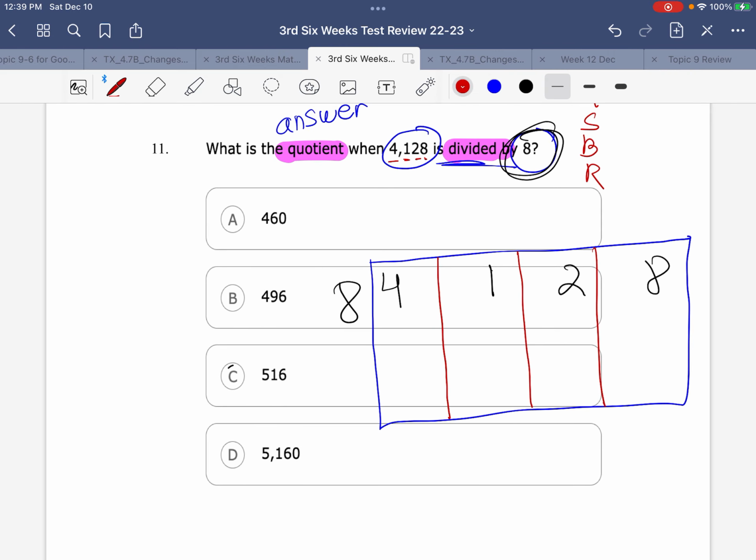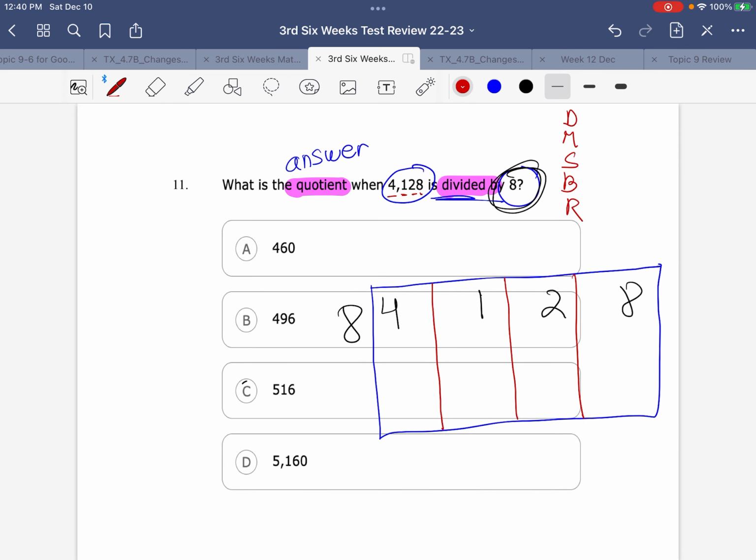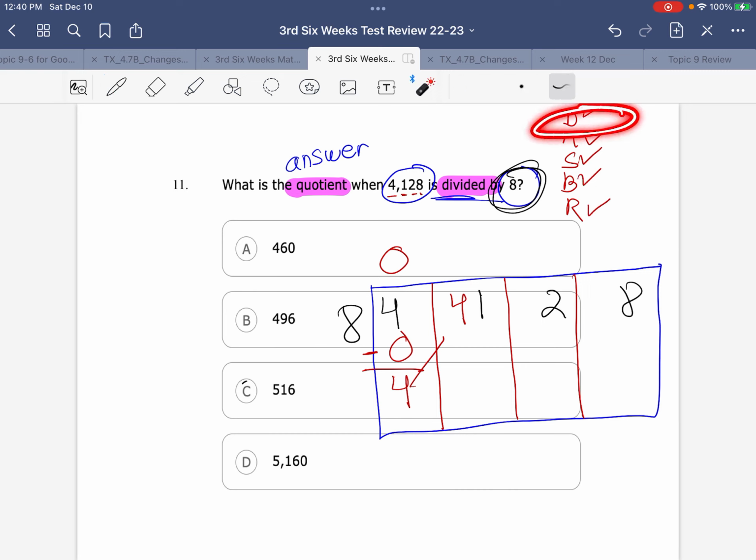So I need to see how many times 8 can go into 4. Well, we should know 8 cannot go into 4. So I put a 0. I divided. My next step is to multiply. 8 times 0 is 0. Now I subtract. 4 minus 0 is 4. I do brother bring up, and I do rover start over. So I go all the way back to divide.